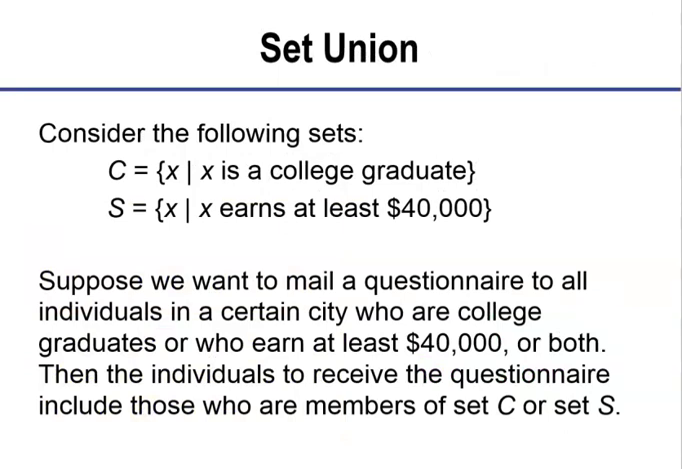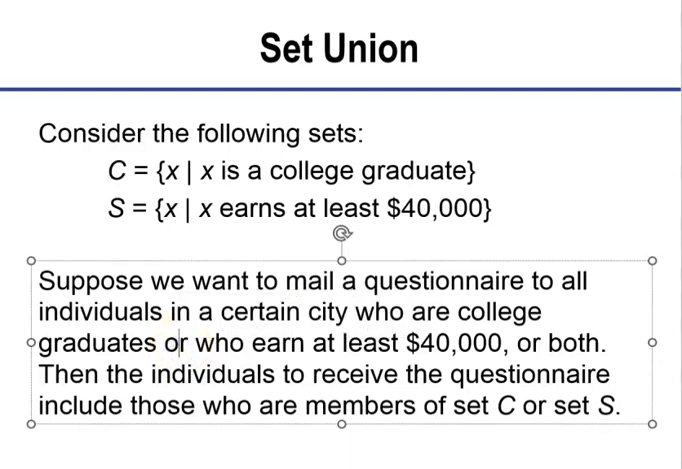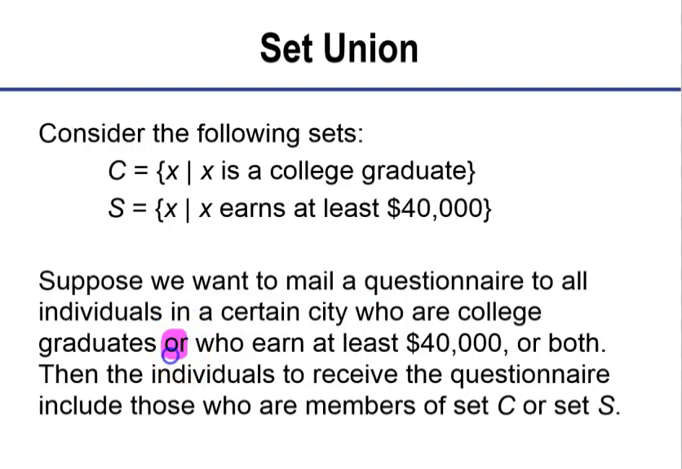Now, let's define something new. Consider the following sets again. You're going to get tired of this example, but all the X's such that X is a college graduate, and then S is the set of folks that earn at least $40,000 a year. Suppose we want to mail a questionnaire to all individuals in a certain city who are college graduates or who earn at least $40,000. So keyword here is or this time. Remember last time we were looking for the people that did both. So they earned a college degree and they earn $40,000 a year. So now it's one or the other, and or actually means one or the other or both.